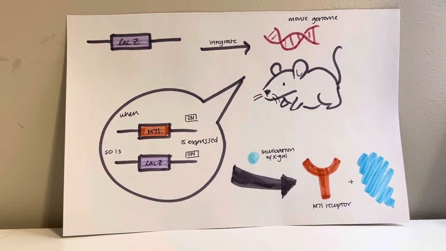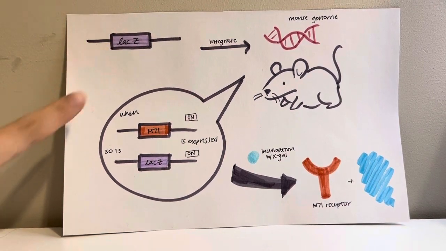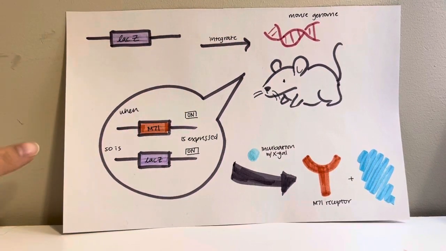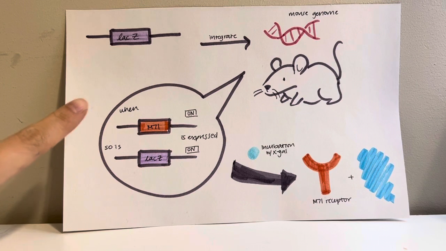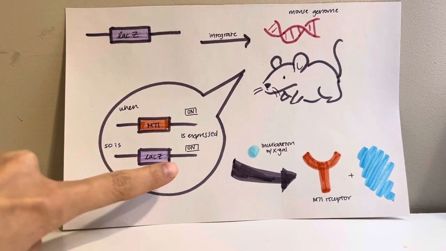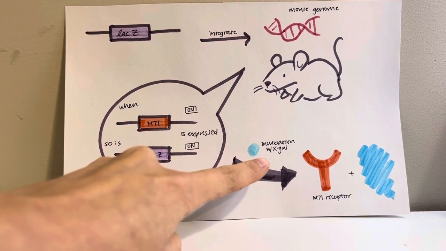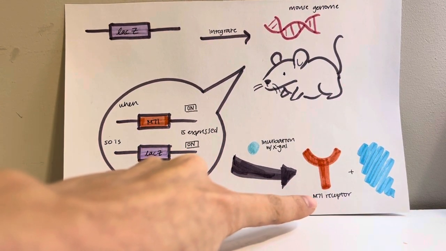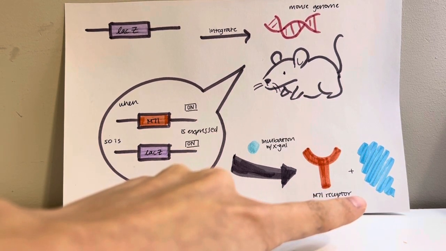So as it relates to our experiment, what we do is we take the LacZ gene and integrate it into the mouse genome. We integrate it in such a way that when the M71 gene is expressed, we also want the LacZ gene to be expressed, so that when you incubate with xgal and the M71 receptor is expressed, we also get the insoluble blue dye.